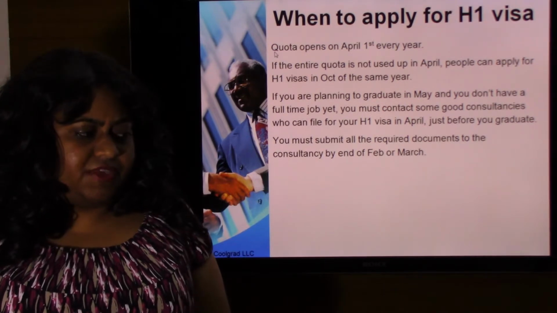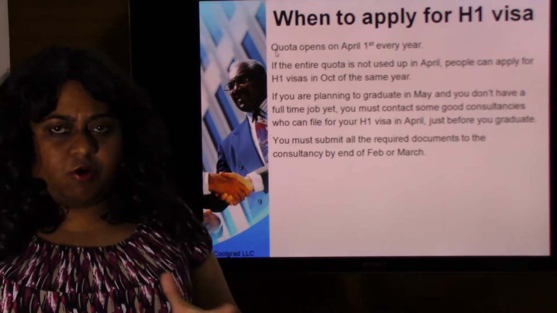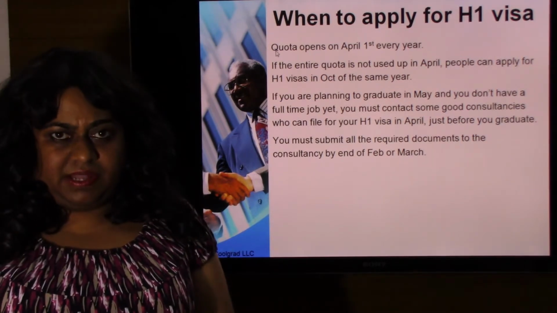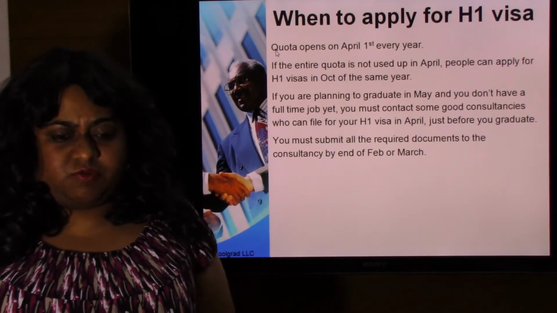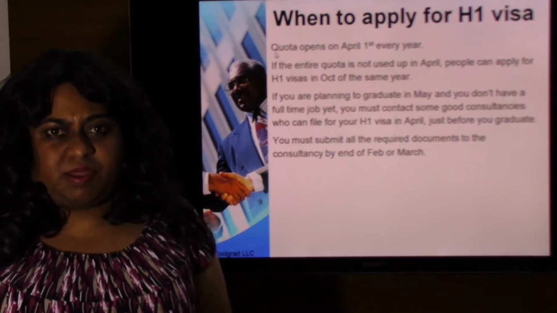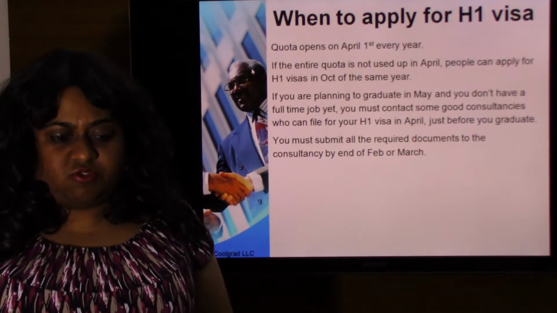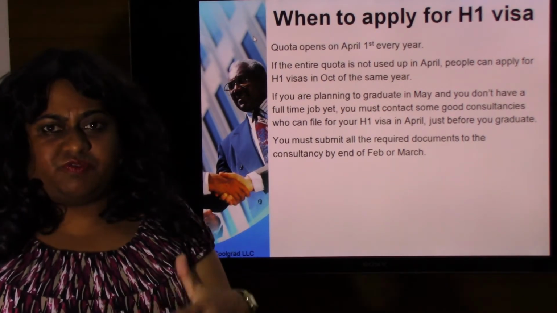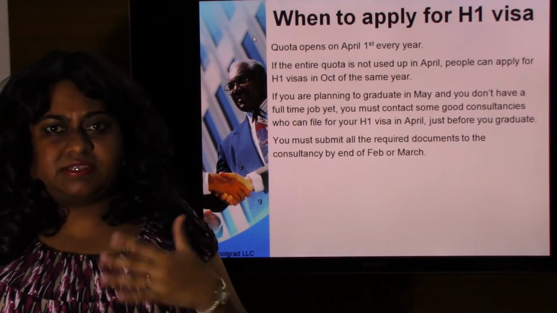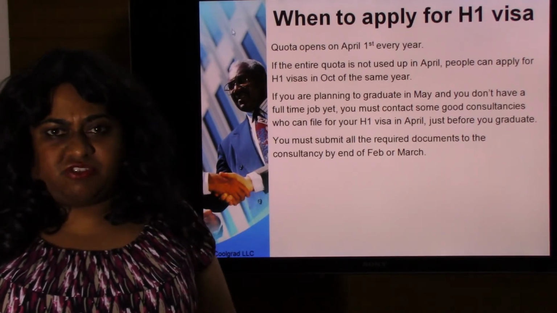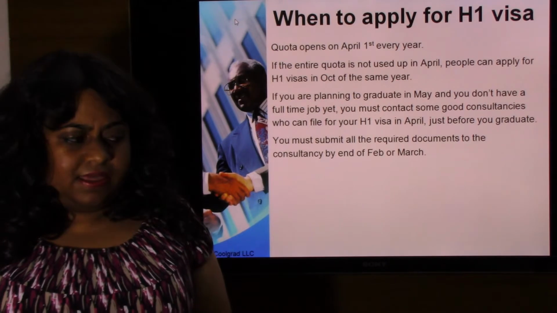When to apply for H1 visa? The quota opens on April 1st every year, and about 65,000 people get H1 visas. They accept about 65,000 applications on April 1st every year, and the quota usually closes within a few days of opening. There are 20,000 H1 visas reserved for people who have masters and above. If they get more than 65,000 applications, it goes through a lottery process.